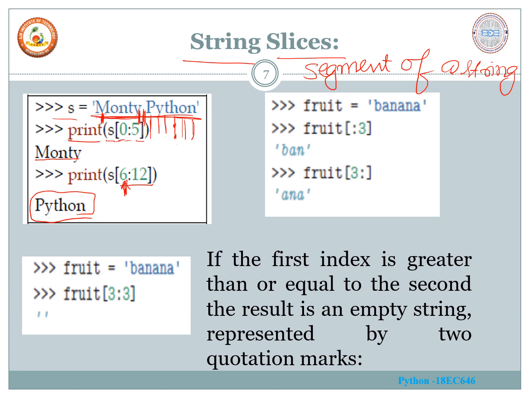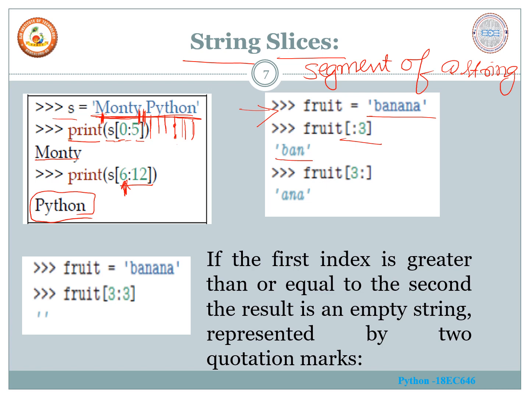Here we can also use other ways of using the slice operator. Consider the same example. I have a variable assigned with a string called banana, and whenever I omit the first index and write the second index, in that situation the slicing starts at the beginning of the string.